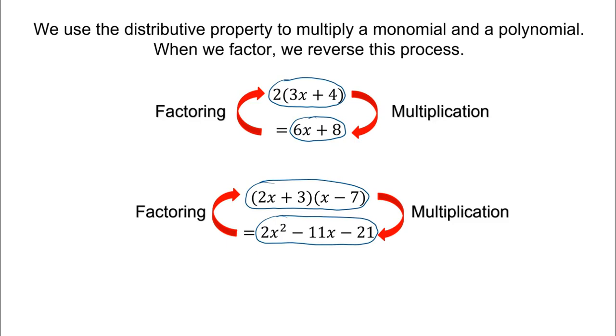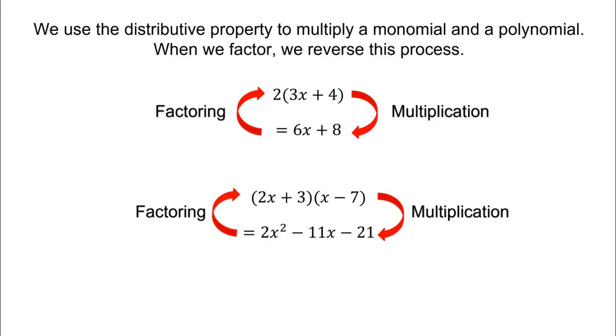Another way to say it is that the process of factoring is the process of finding a FOIL, or finding the FOIL. So you may be asking yourself, well, why is it so important that we're able to find a FOIL? Or why is it so important that we're able to factor proficiently?